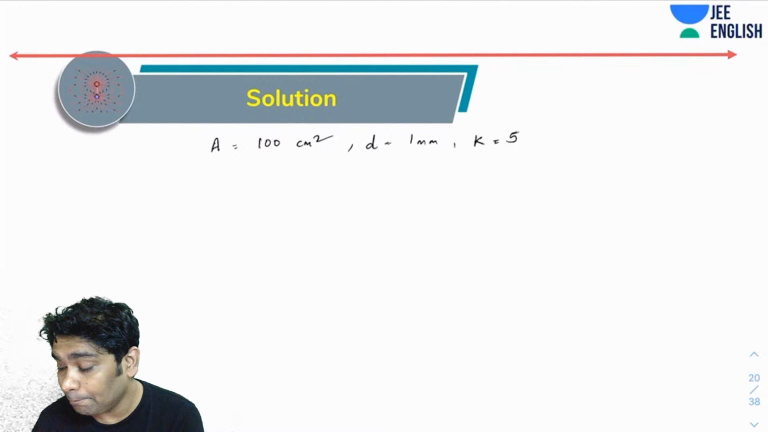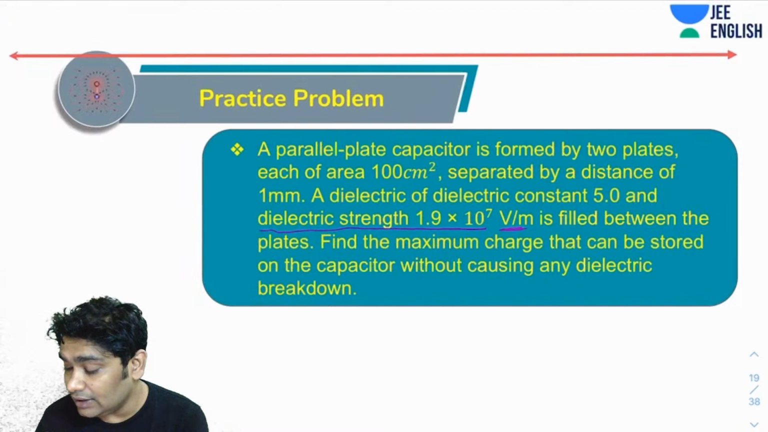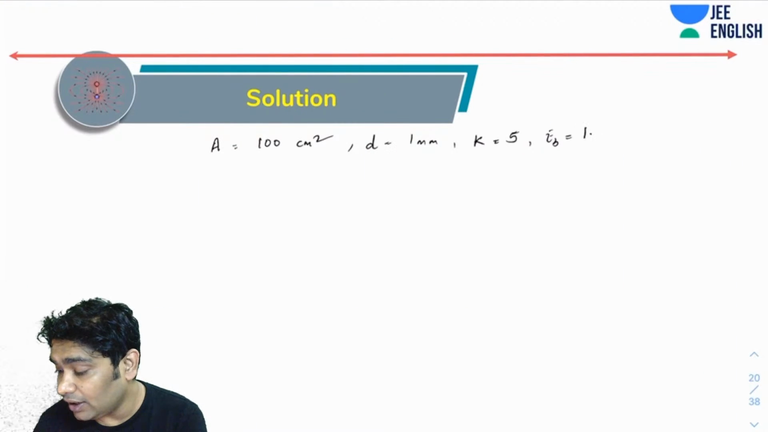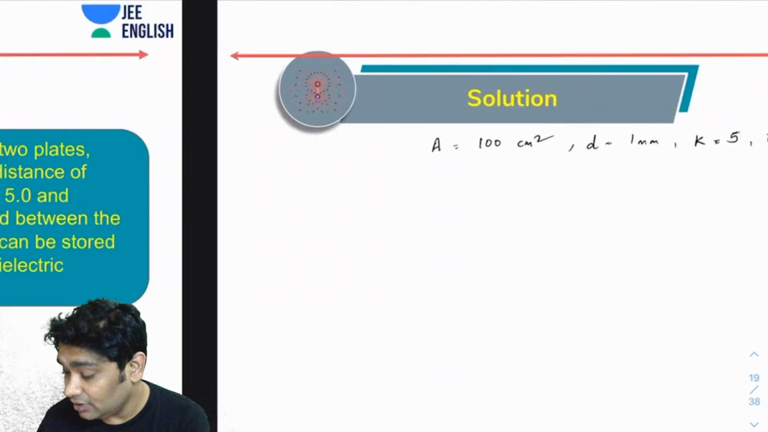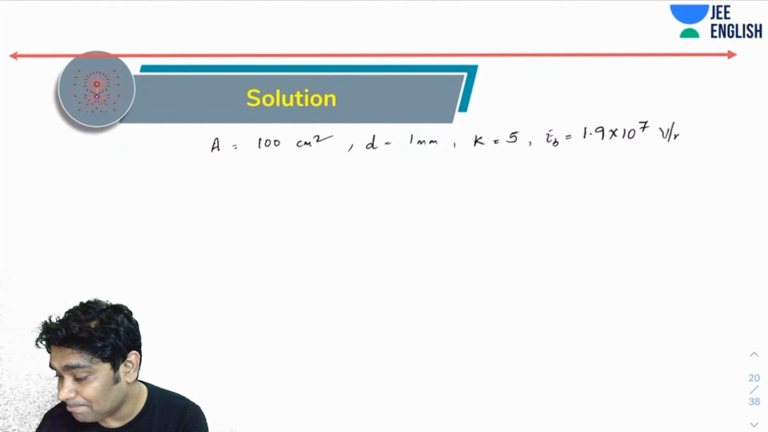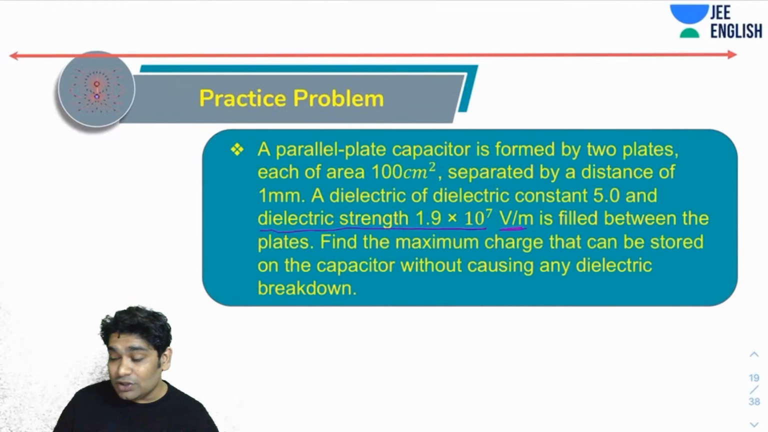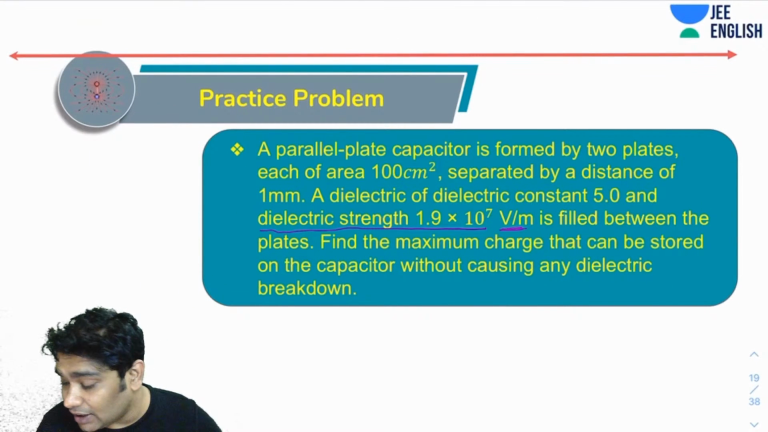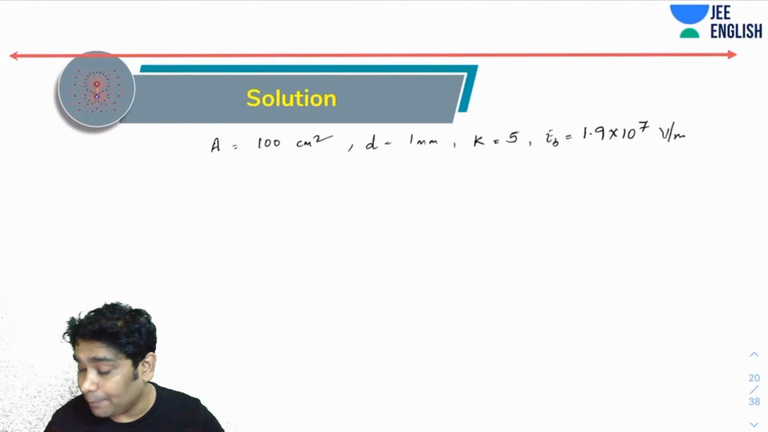And then you have the breakdown E. E breakdown is 1.9 into 10 to the power 7 volt per meter. Alright. So once you have all this information, you have to find the maximum charge that can be stored in the capacitor. Alright.